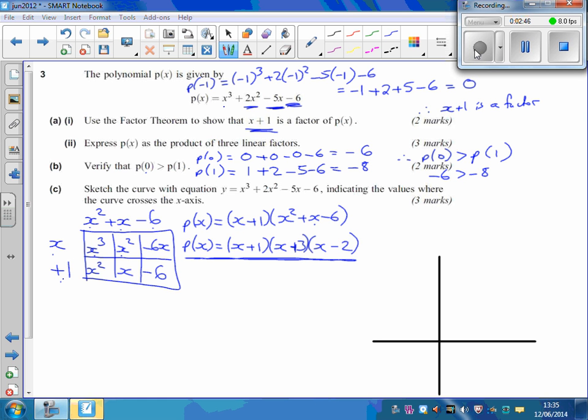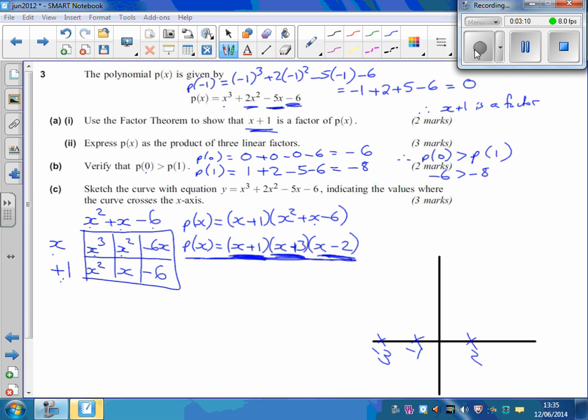That's going to be useful when we try and sketch this graph now. I've already drawn the axis here. Let's get all the different points on. This point here tells us we're going to have a crossing point here on the axis at minus 1. This one here tells us it's going to cross down here at minus 3. This one here tells us it's going to cross here at 2.